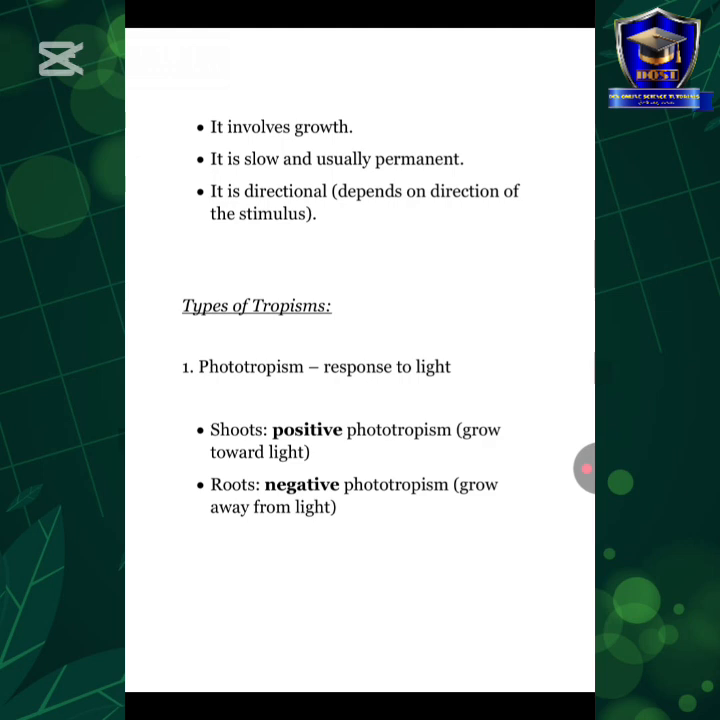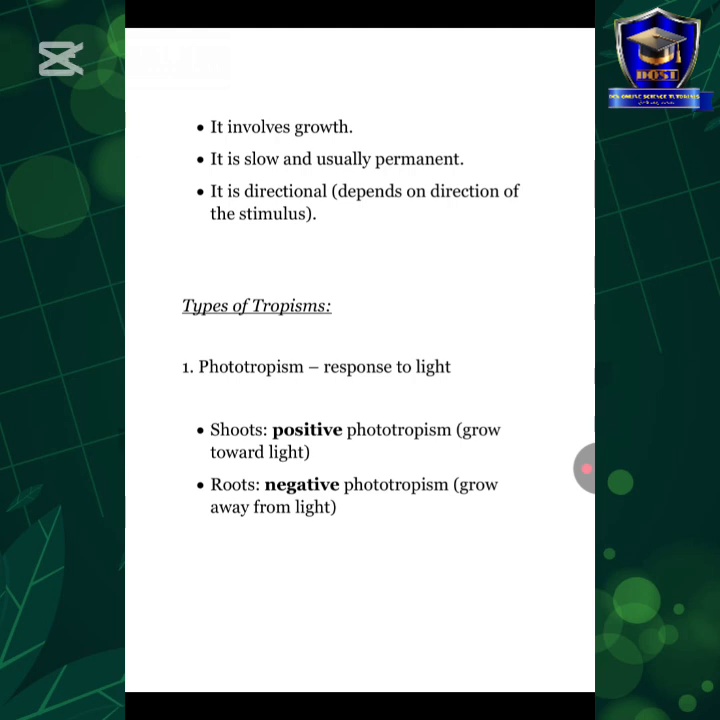First of all, is for shoots. Shoots always grow towards light. The shoots of plants always grow towards light, towards sunlight. Okay, so that's tropic movement. It's called phototropism because they are going towards light. And it is called positive phototropism because the plant is growing towards the source of light.